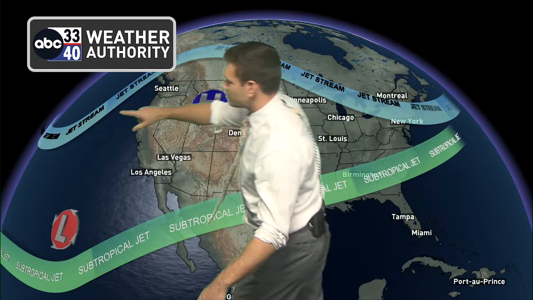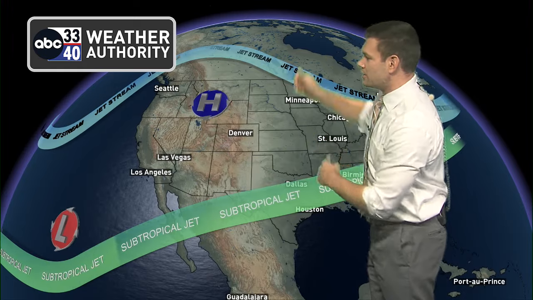So let's start with the big picture here, right? You've got a couple features to look at. This is our jet stream. It flows in the northern hemisphere from west to east. This is a division between air masses. You have generally warmer air to the south, cooler air to the north. Here, our subtropical jet, that's a seasonal jet stream.